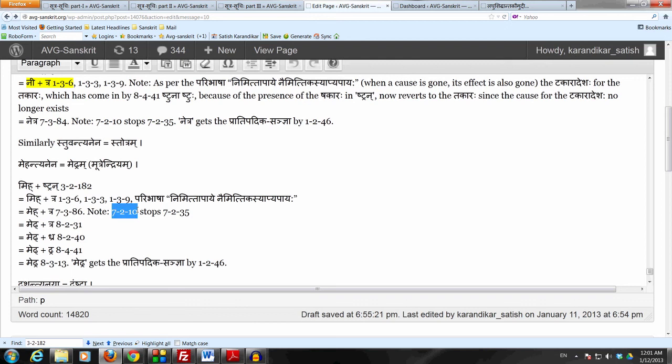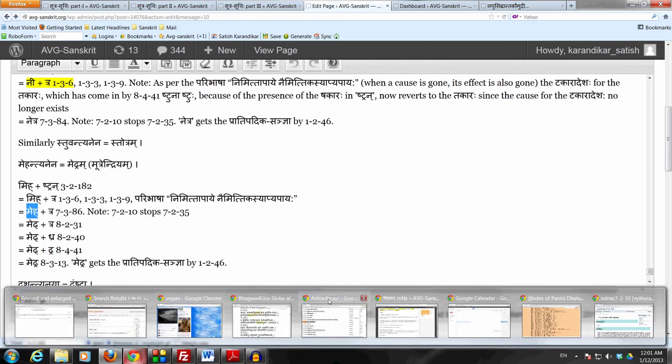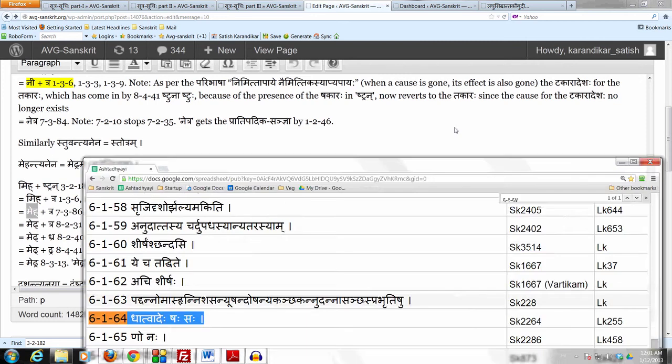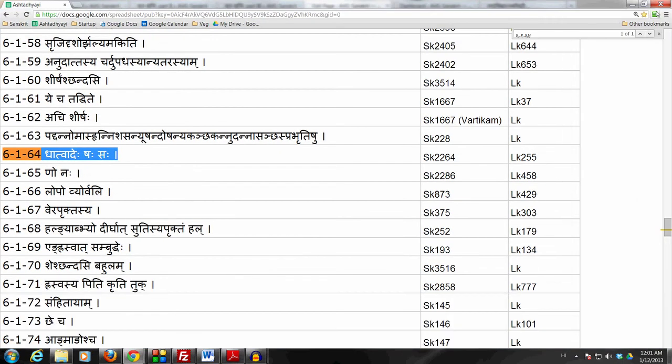Now we'll perform some sandhi operations here. First we apply hodha, because this hakara of meh is followed by a jhal letter, which is the takara of the affix tra. So that hakara takes the murdhanya dhakara adesha by hodha and we get medh tra.